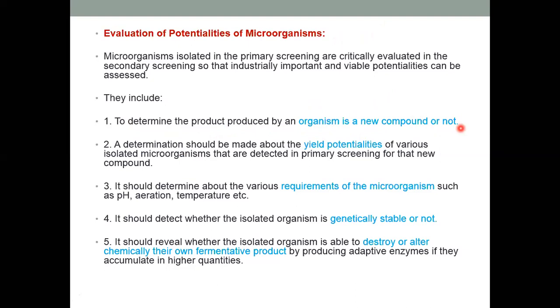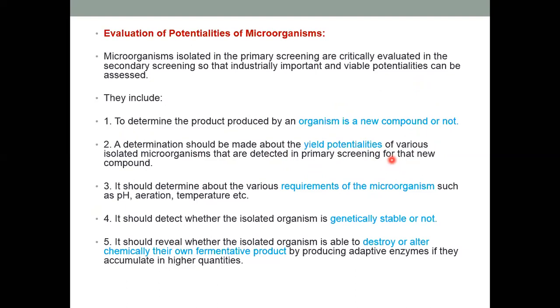It was nothing but the same group of penicillin you've been working with. But what you were after was a new compound. So you have to do some research to understand whether it's something new that you're working on. Then a determination should be made about the yield potentiality of various isolated microorganisms that are detected by primary screening for that new compound, right? So now you have to look at whether the microorganism can give you a sufficient yield, and if it can give you sufficient yield, then it is suitable for industrial processes.